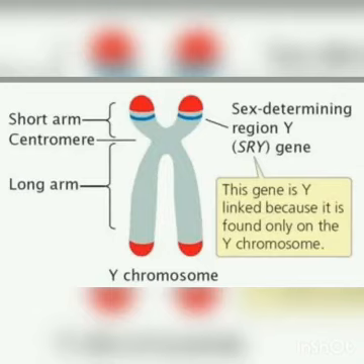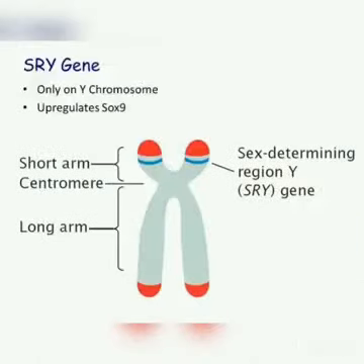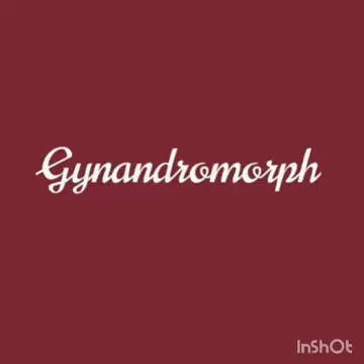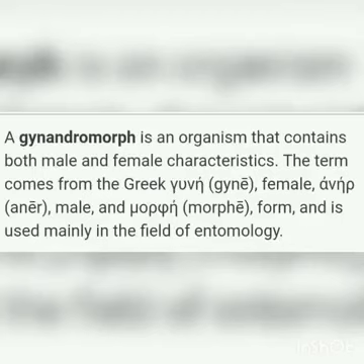The gene product of SRY is the testis determining factor, TDF. So this SRY gene is produced from the testis, which represents the maleness. It is present in the adult male testis. So this SRY gene is absent in the X chromosome, whereas it is present in the Y chromosome. Next we move on to gynandromorph. What is gynandromorph? Gyn and andro, it's a fusion of male and female.